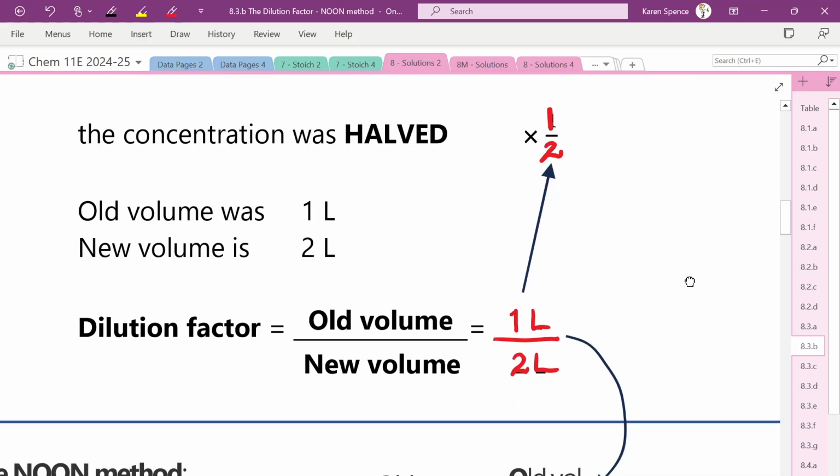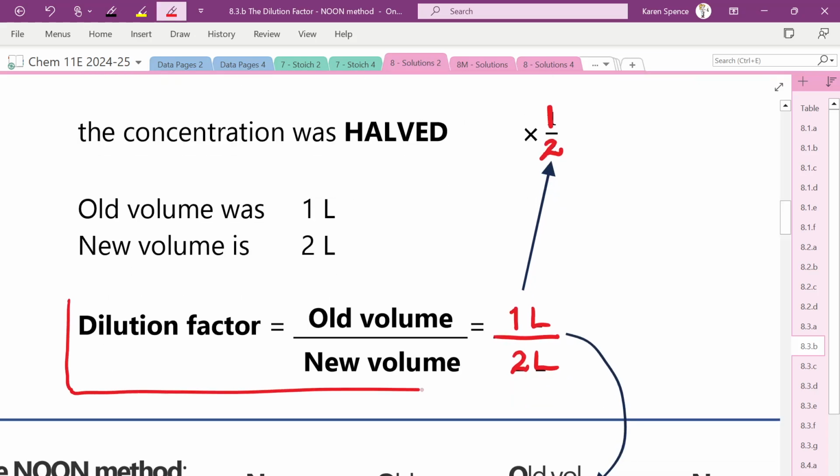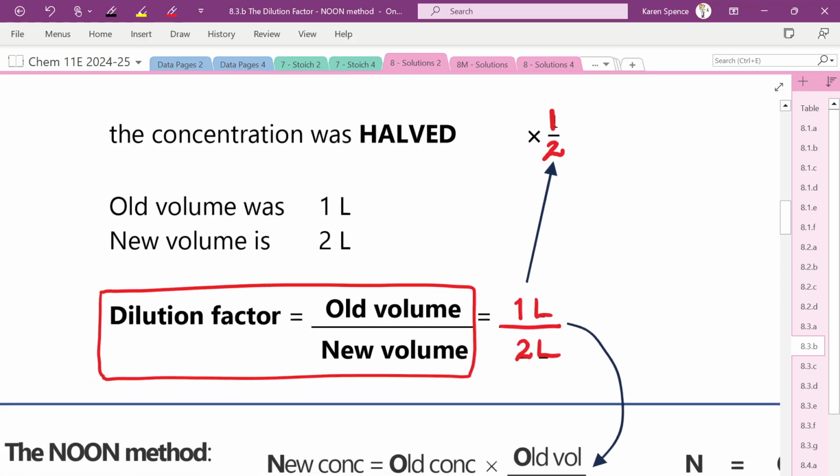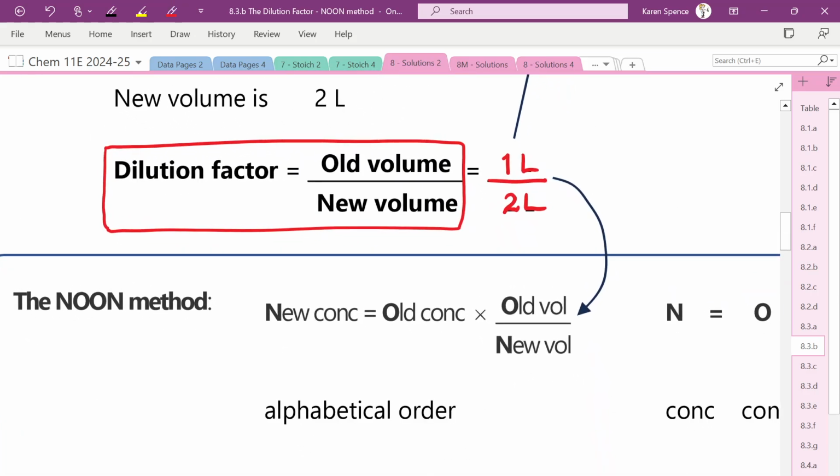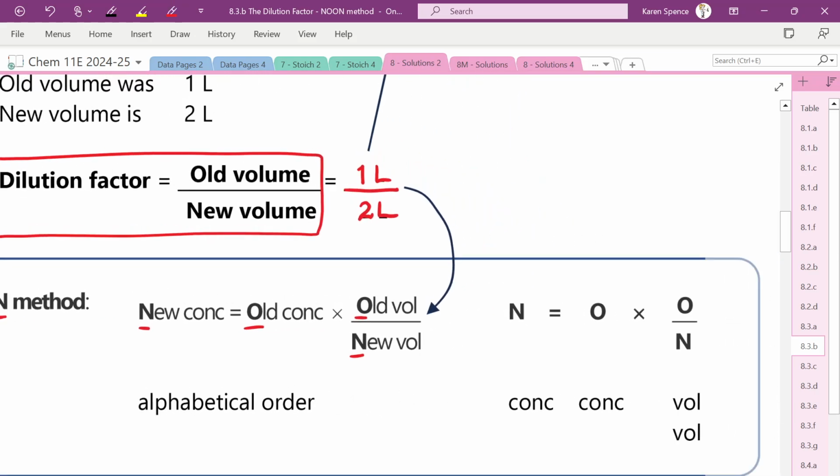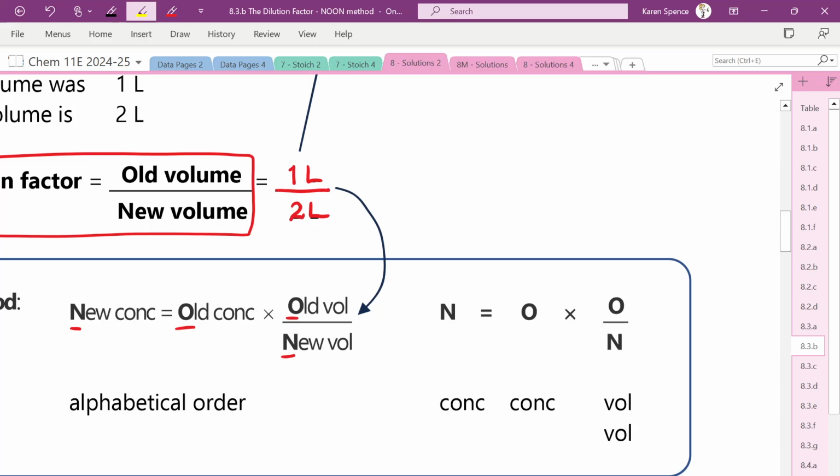And this is what we call the dilution factor. It is our old volume over our new volume. And this is how we do the noon method, N-O-O-N. Our new concentration is equal to our old concentration times the old volume over the new volume. So that spells N-O-O-N. And how do you remember what it is? New concentration equals old concentration times old volume over new volume.